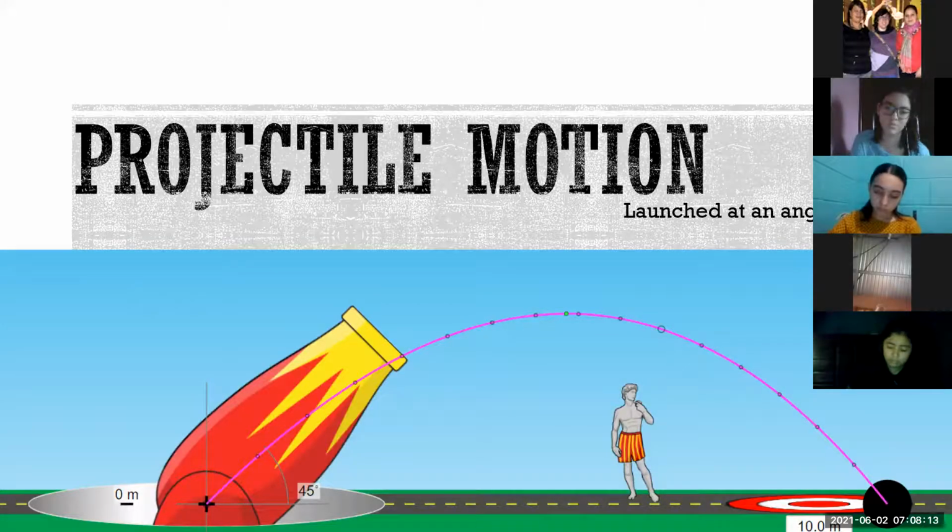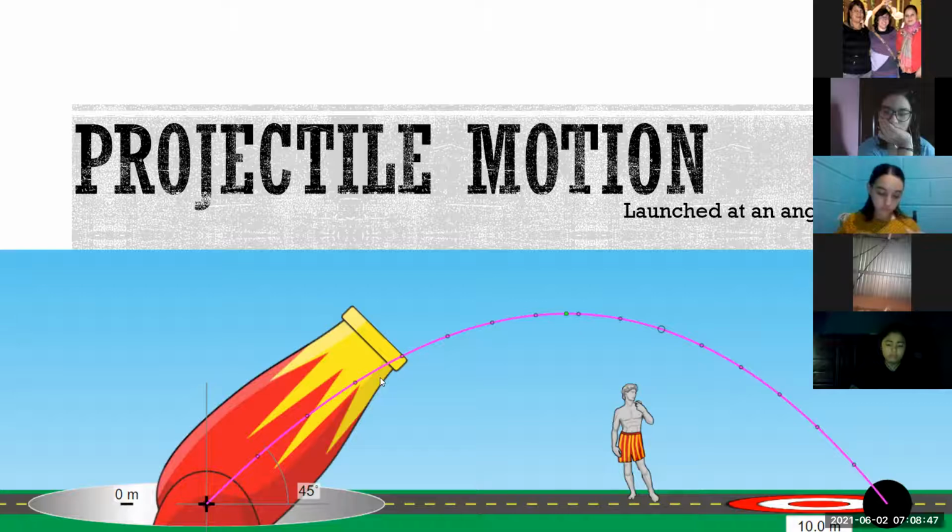For projectile motion launched at an angle, we're going to have an object that is going to be thrown, of course, at a certain angle. Take a look at the picture right here. So we have this cannon right here, okay? And it's going to throw this cannonball. This is the target. The distance between the cannon and the target is 10 meters. In between, you have David over there, right?